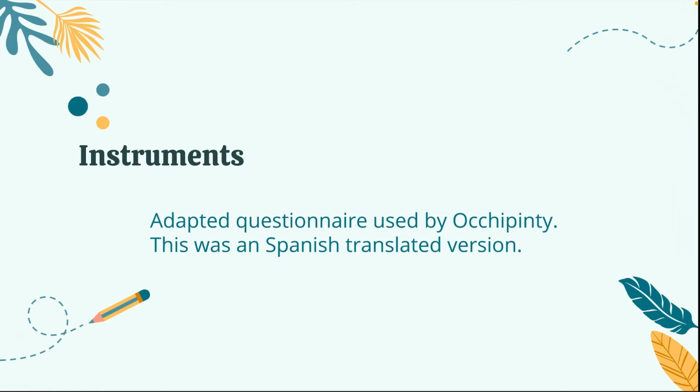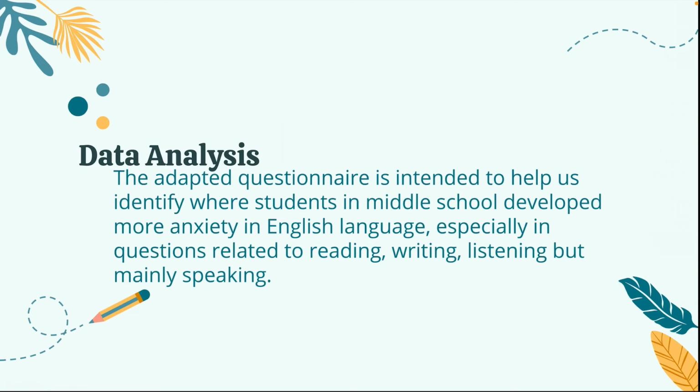Instrument. To collect information, we adapted the questionnaire used by Oxford. It was translated to Spanish to facilitate learning. In said instrument, the participants were asked to rate their anxiety levels regarding 20 class activities based on a 5-point Likert scale, ranging from very relaxed to very anxious. The questionnaire was originally taken from Young's study.